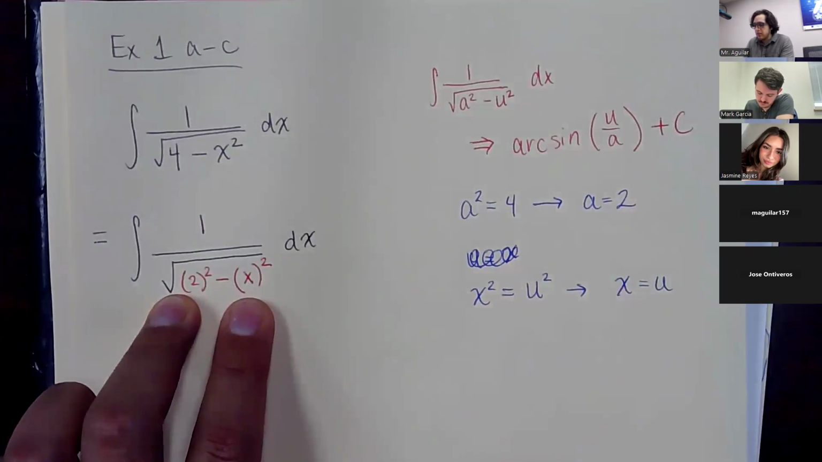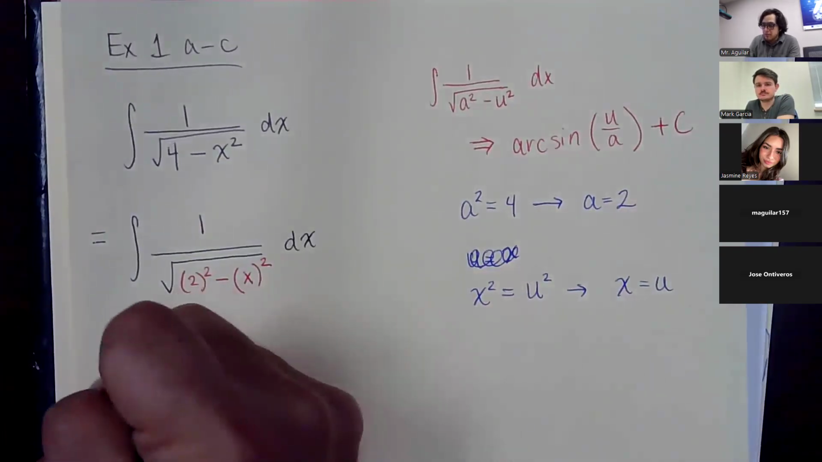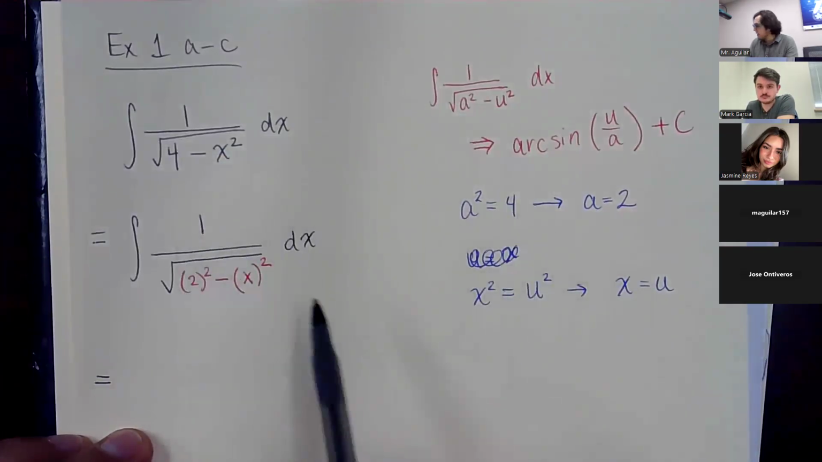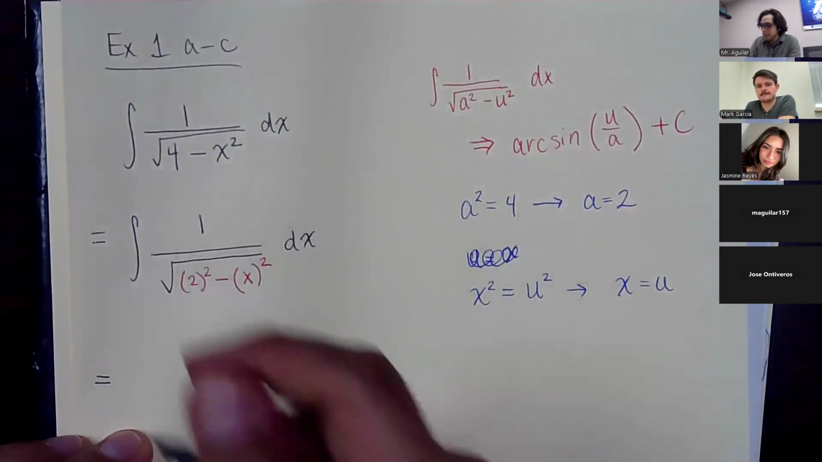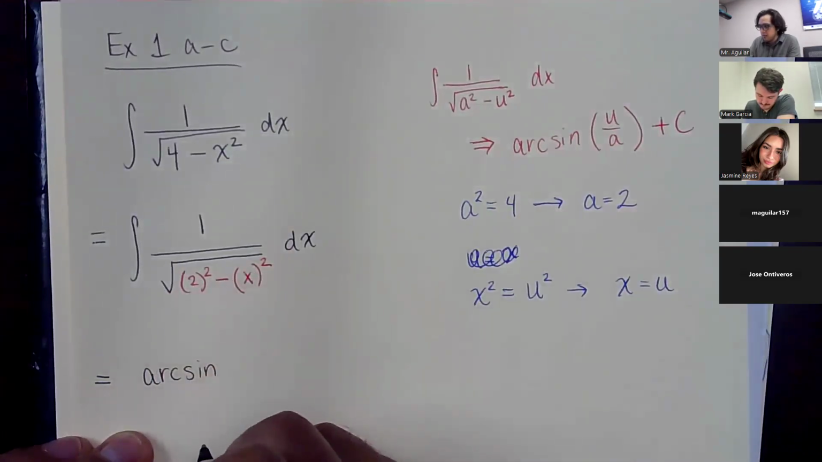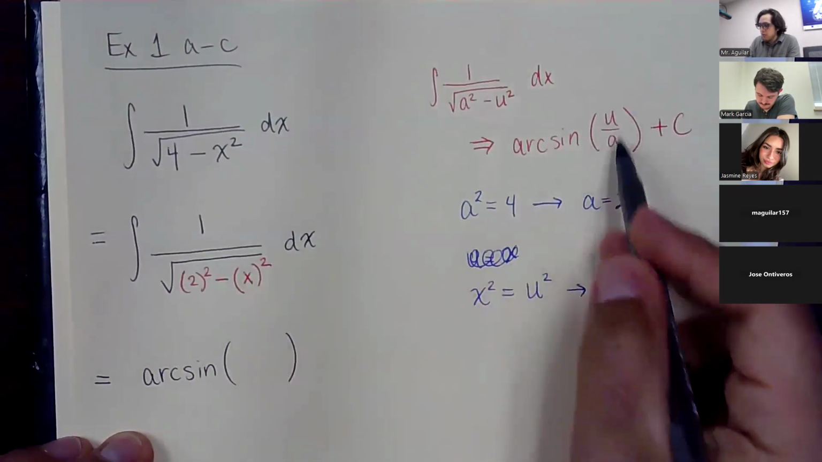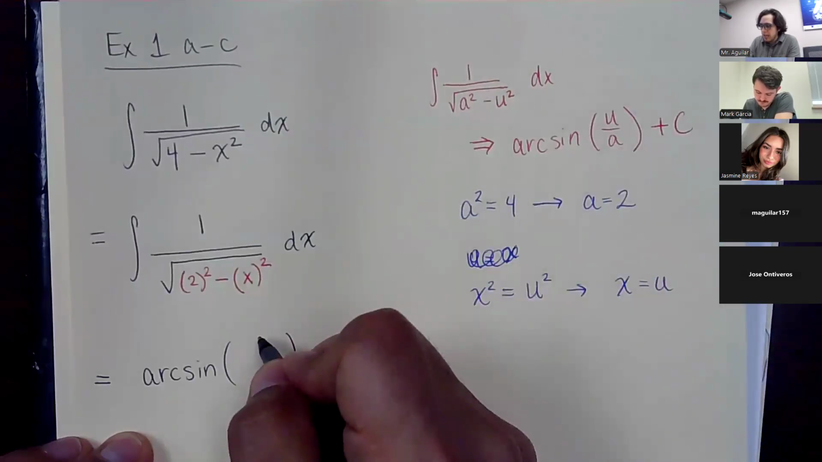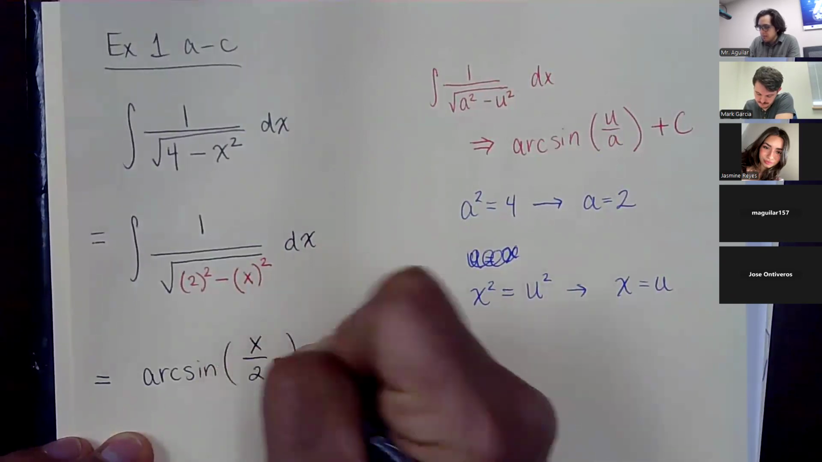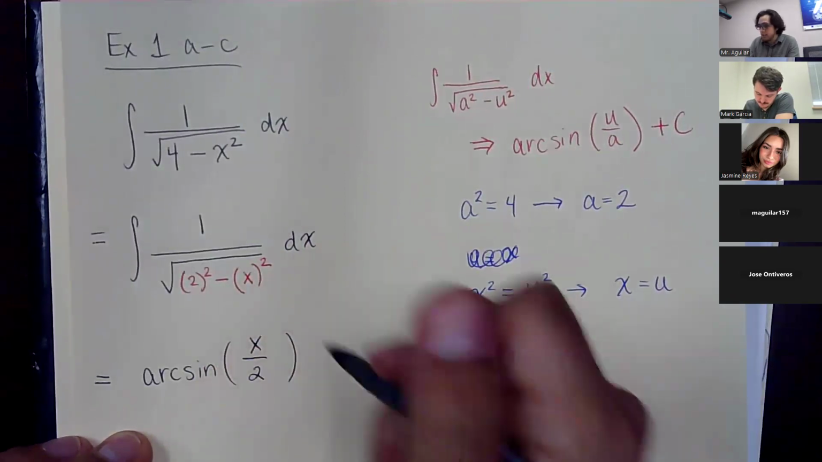Okay, so we have our a and our u. So if we have that set up, no need to do u substitution here. We have the keys to the Ferrari, so this is going to just be arc sine, right? U over a, so that's going to be x over 2, and that's it, plus c.